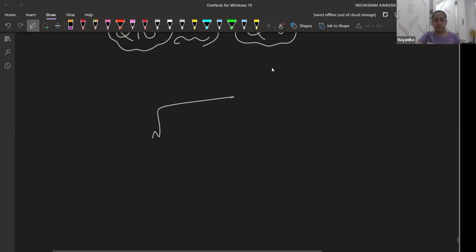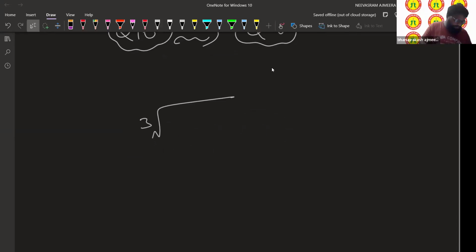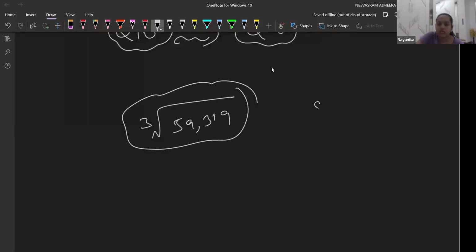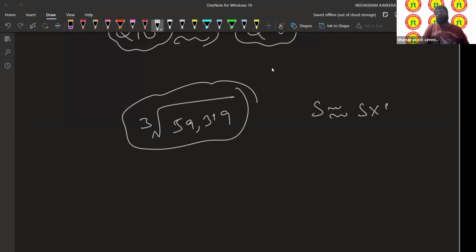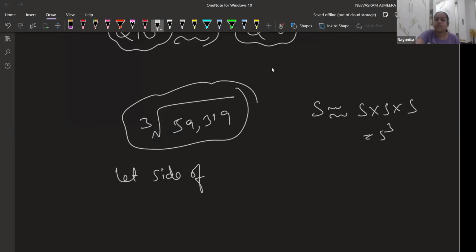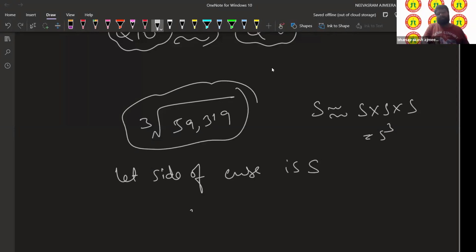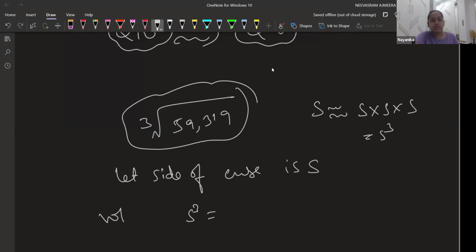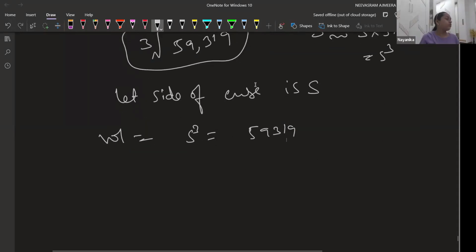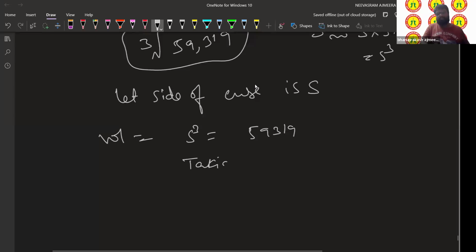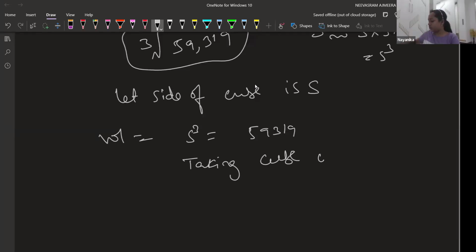Similarly, find the side of a cube whose volume is 59319. You know what the side of a cube is. If the side of the cube is s, the volume will be s into s into s, that is s cube. Let the side of the cube be s, and s cube, that is the volume, is given as 59319. So taking cube root on both sides, you will find the answer.